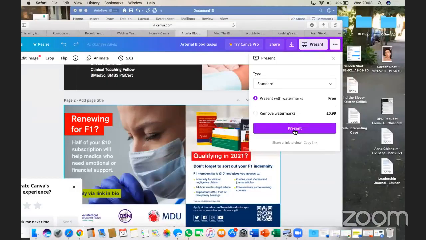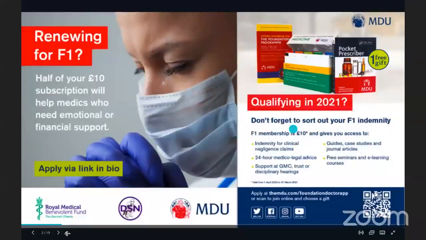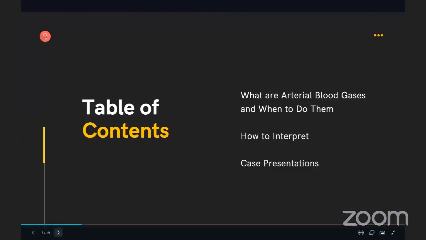Perfect, I'll just put the presentation back on. So moving forward, what is tonight's webinar going to be about? Firstly, we're going to talk about what arterial blood gases are and when to do them, and then move on to how to interpret them, and then some case presentations where you can try interpreting the ABGs yourselves at home and ask us any questions that you have, and we can give you a little bit of an explanation of the answers to them. I'm more than happy to have questions throughout if you just want to write them in the Facebook chat, or alternatively, we'll collect all the questions together and we'll try and answer them all at the end. But there'll be more than enough time to answer any questions or address any concerns that you might have.